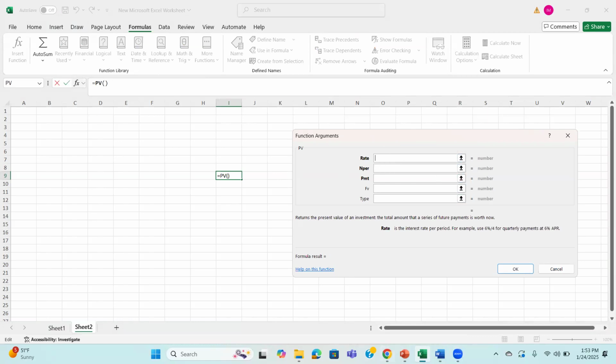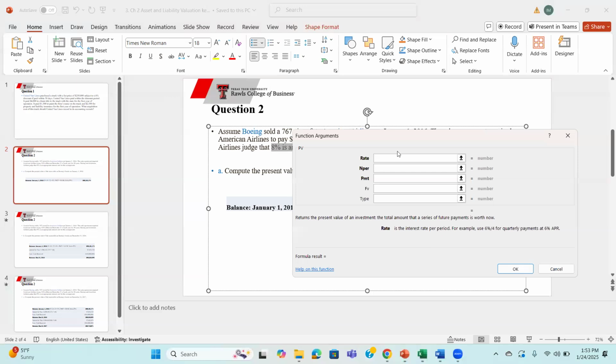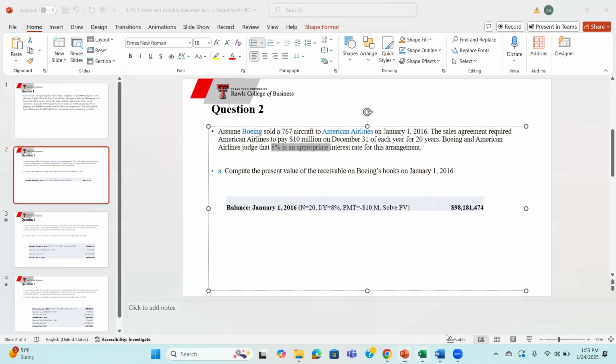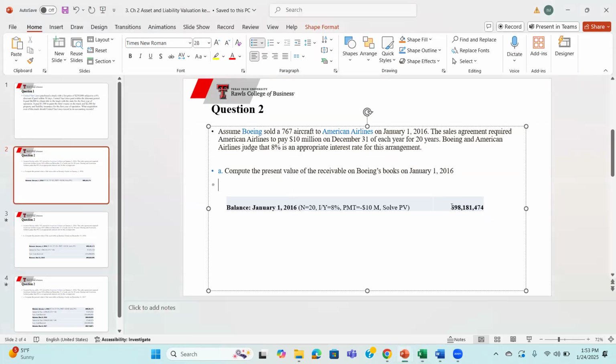So in our case, the rate is 8%, and the number of years is 20, and the payment is 10 million. So the rate is 0.08, the 8%, and the number of years is 20, and the payment is 10 million, and thus we have 98,181. You see, so this value is basically the present value for these receivables.